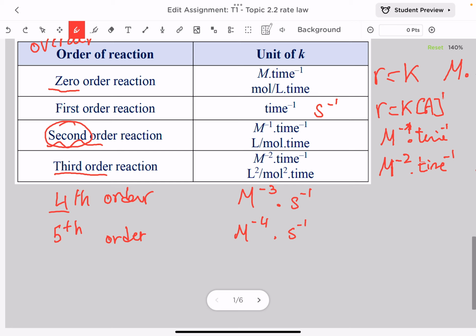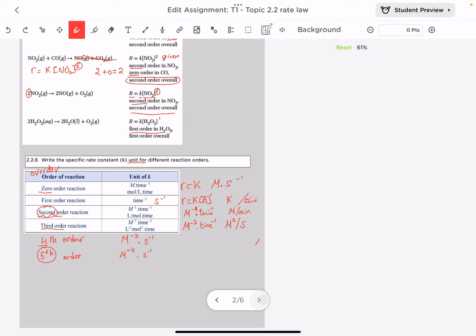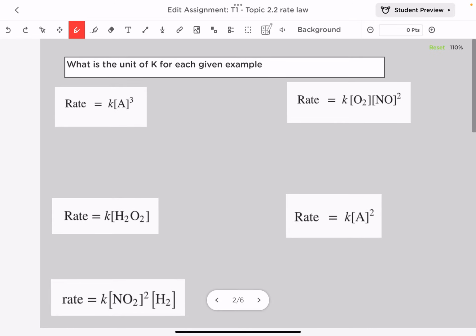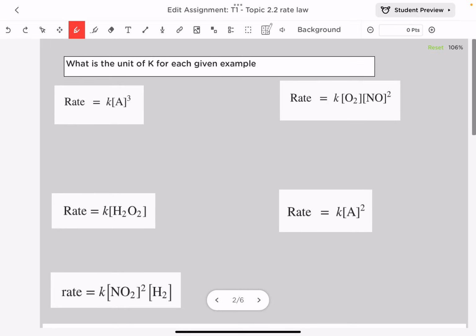So it's always whatever order I have, I do it one number less and I put minus of that number. Now moving on, let's give some examples. I have here a given rate law of a certain reaction. Again, the rate law formula does not include the concentration of products. It's only for the reactants.